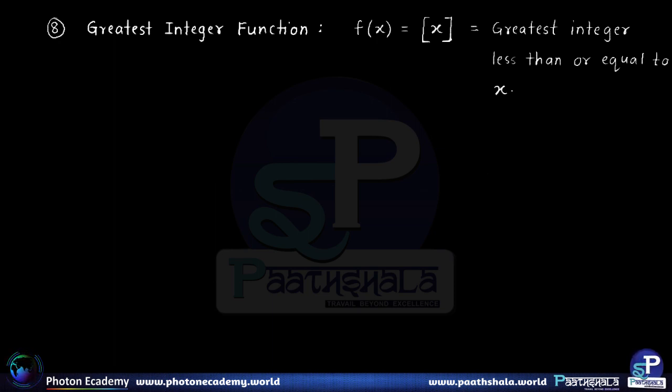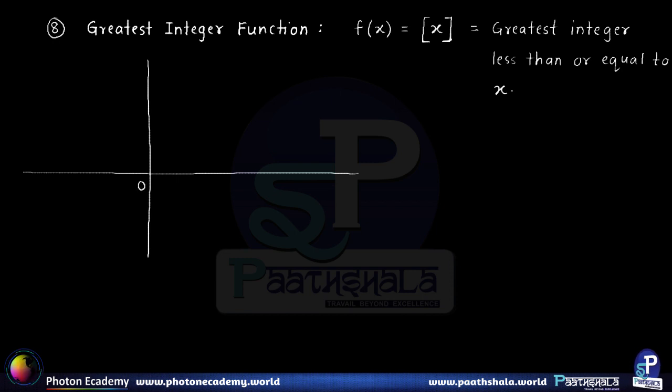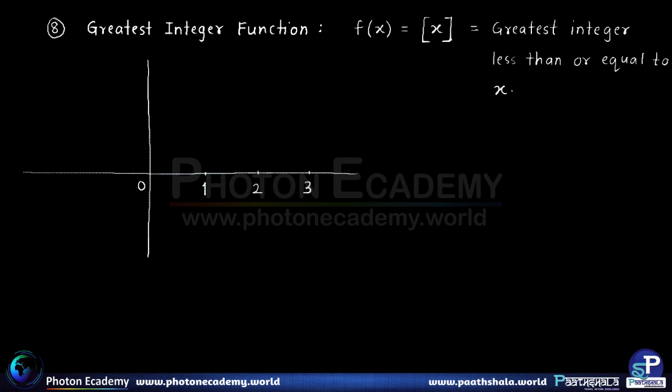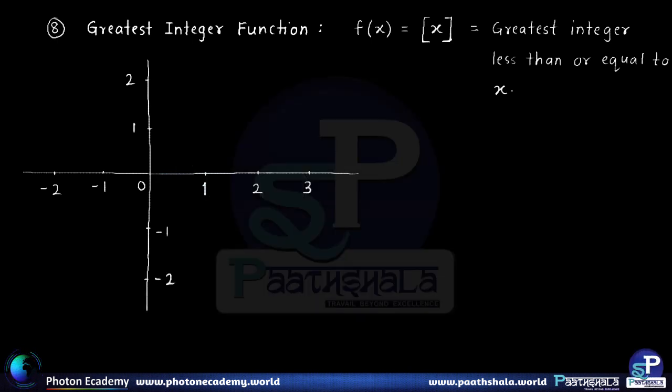Now let's try to draw the graph of this particular function so that we'll have some idea how it looks like. So here I plot some of the sample points on the x and y axis. Alright, now let's consider the simplest number, that is 0. Now for 0 we know that the greatest integer less than or equal to 0 is 0 itself, right?